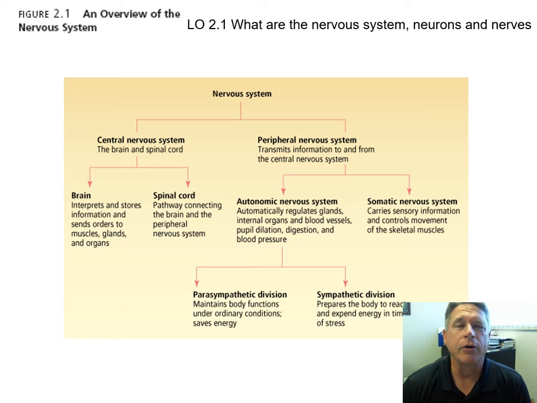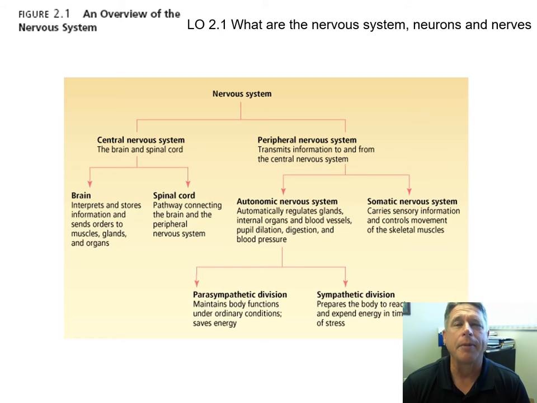Now, as you see by looking at this chart, the human nervous system is made up of two major parts. It's actually a neat little question to ask once in a while on a test. How many major components make up the human nervous system? And the answer is two, the central nervous system and the peripheral nervous system. And that's really all there is to it. Now, there are subcategories under each, but there are only two major parts, and that's worth noting.